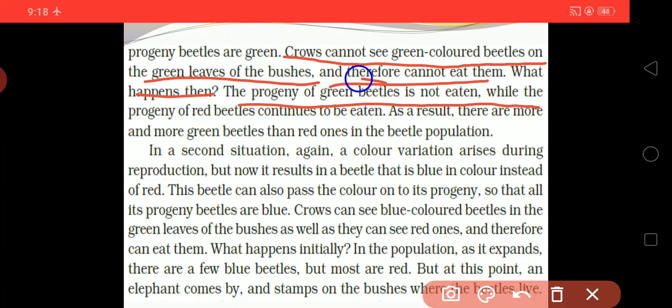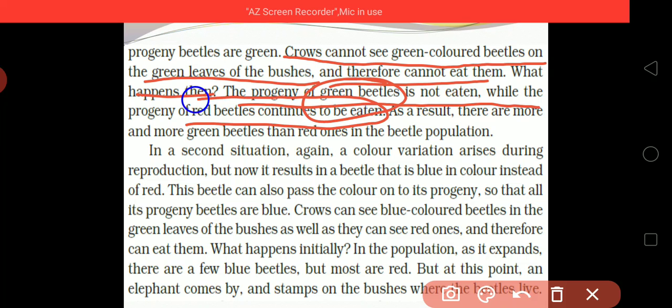So from this you can see that green beetles will not be eaten by a crow, and at last there will be only green beetles left, while the progeny of a red beetle continue to be eaten. The crows are continuously eating red beetles, so at last not a single red beetle will be seen.